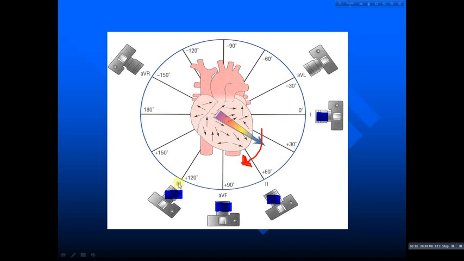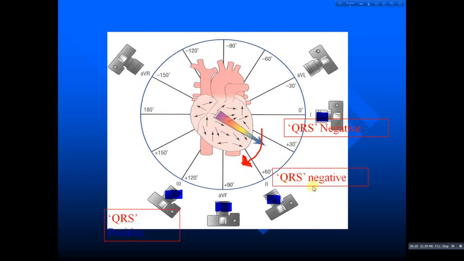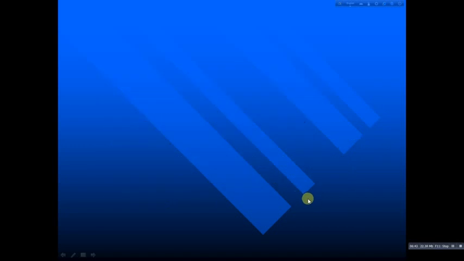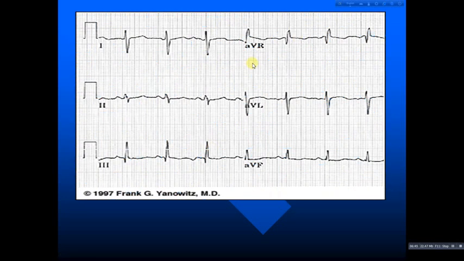Now in this ECG, the R wave is less than the S wave, or we can say S is greater than R, so this is a negative QRS complex. Here it's also a negative QRS complex, but in lead 3 it is a positive QRS complex. So this is right axis deviation. I think you have understood, because this is very easy to understand. I am not going to tell the causes of right axis deviation.